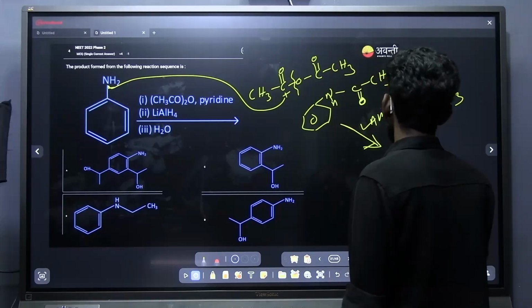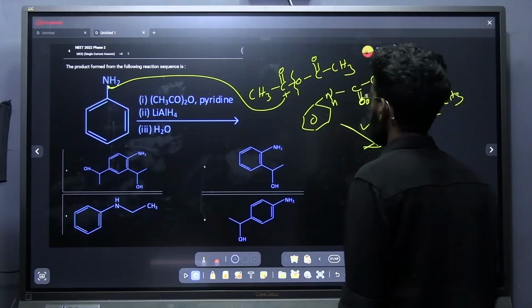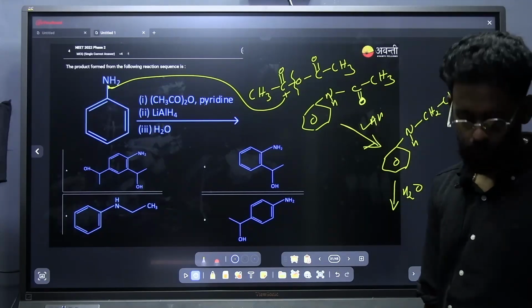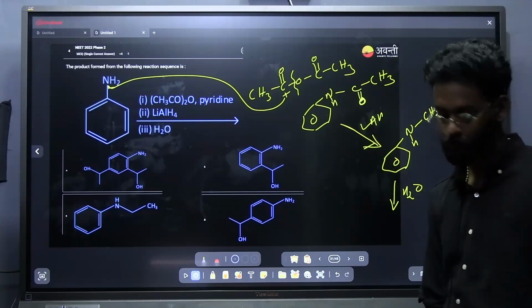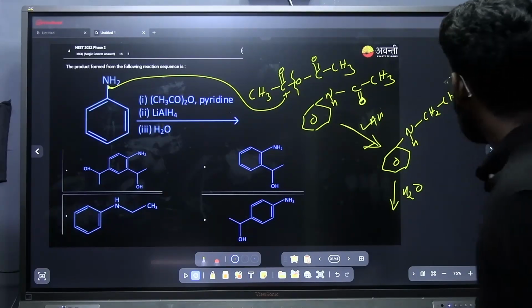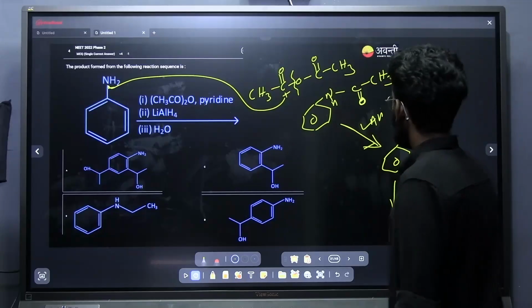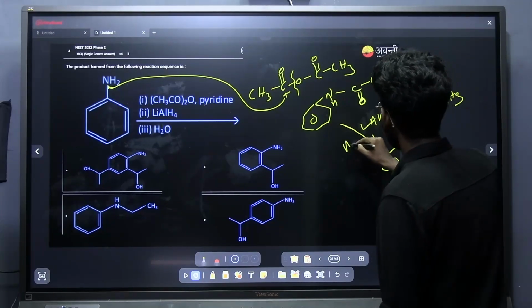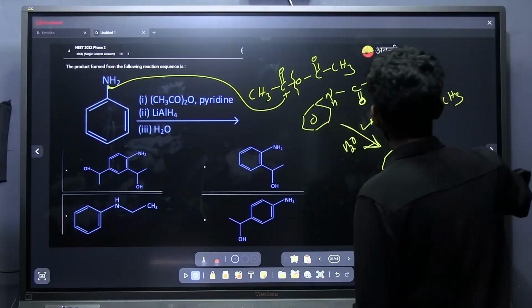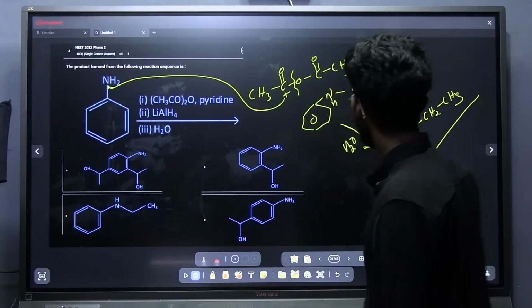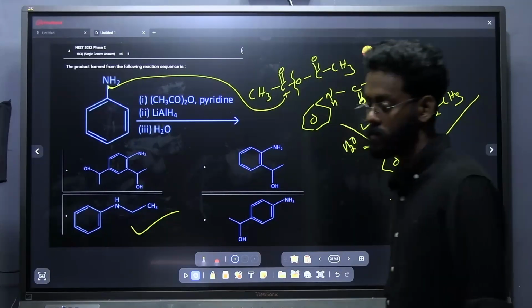Now this one on treating with H2O, on treating with water, what will we get? This amine on treating with water, what will I get as a product? Yeah, okay. And this lithium aluminum hydride is actually reducing it in the presence of water only, and you will get the final product. Where can you see this product in the answer? Yes, option B is the answer.